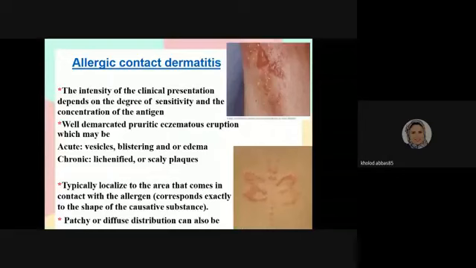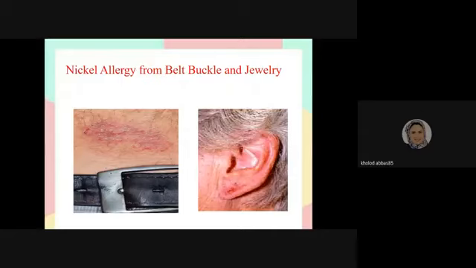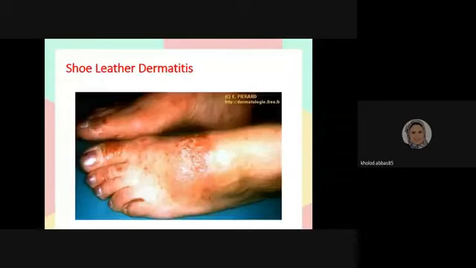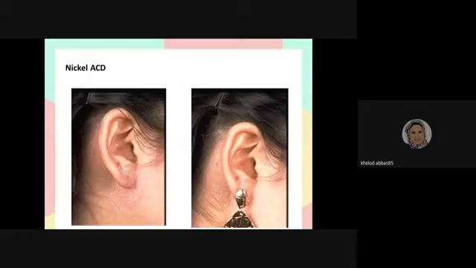Sometimes inhalation of a material can cause an allergic contact dermatitis. With inhalation, be careful, it becomes a systemic process, so it becomes an allergy all over the body. Allergic contact dermatitis may present as local or patchy involvement, as we said, such as nickel allergy from a belt buckle, jewelry in an earring, leather shoe dermatitis due to leather, and earring dermatitis from nickel.